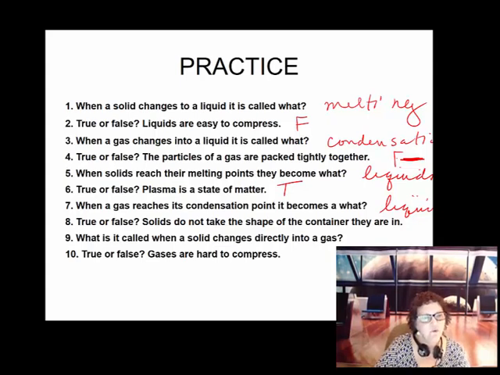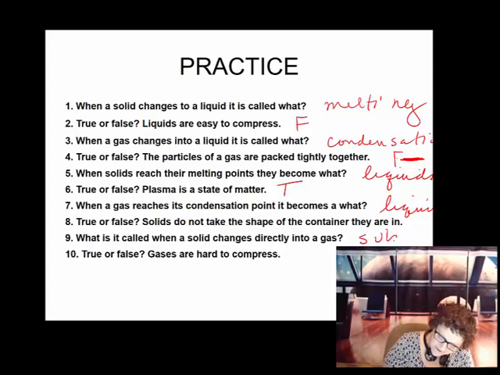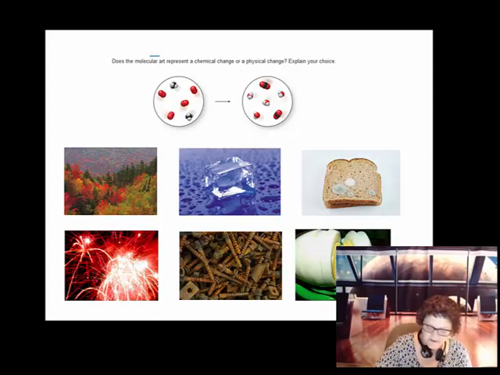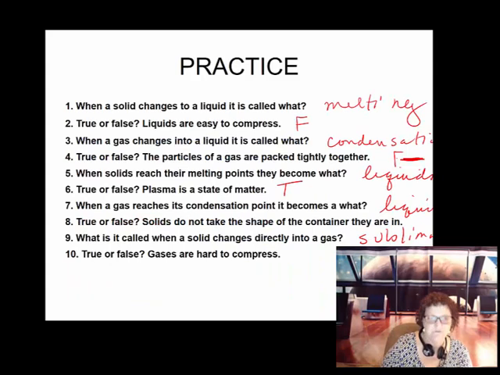All right. What is it called when a solid changes directly into a gas? Solid goes from solid to a gas. You see this in dry ice where it goes directly to a gas. That is called sublimation. I can't even get it all on there, sorry. Sublimation.